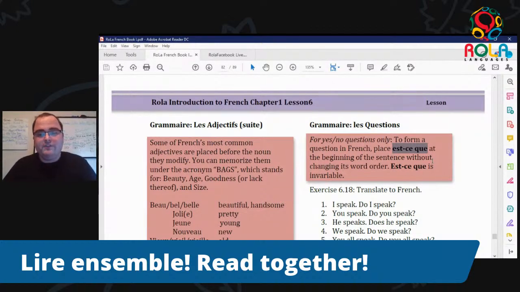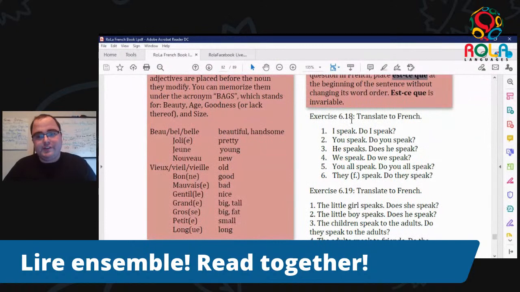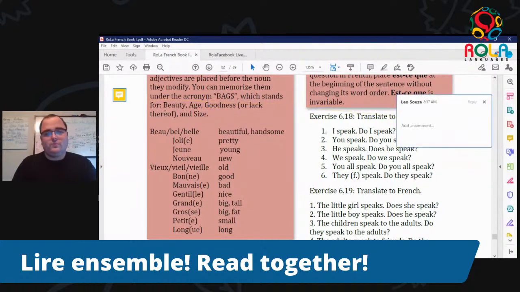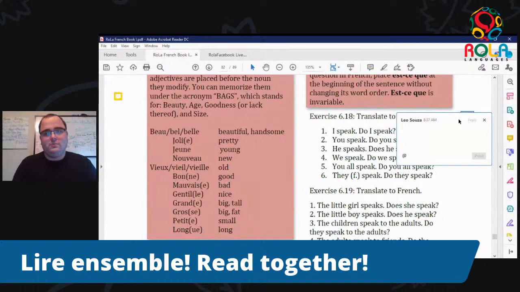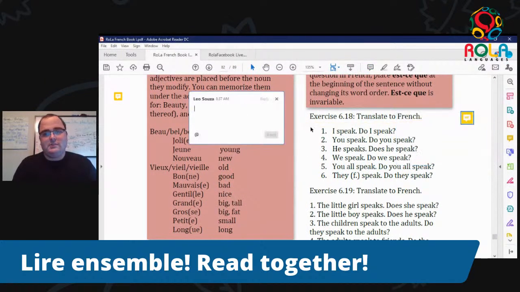So this verb that we're looking at, we're doing this exercise right here, 6.18. We are looking at the verb. Oh, voilà, ça. Très bien.